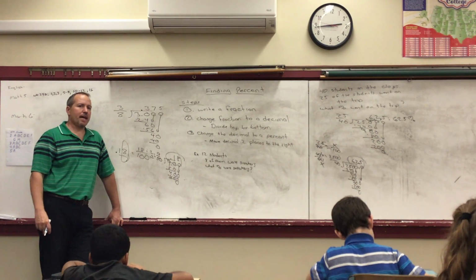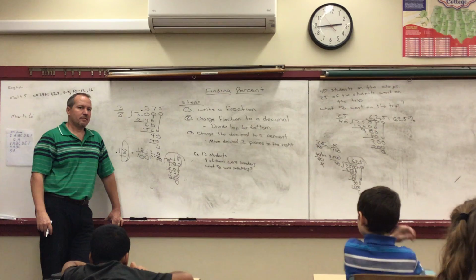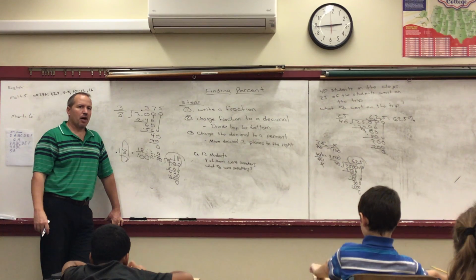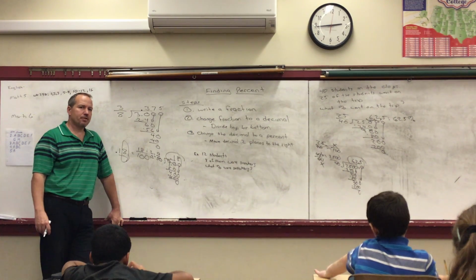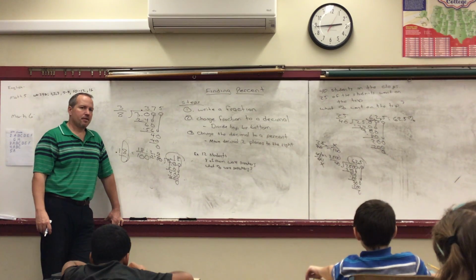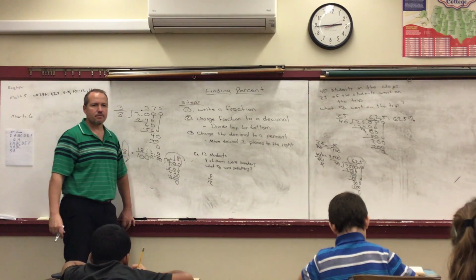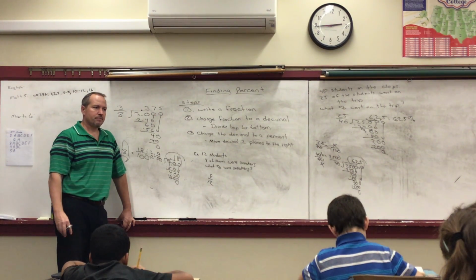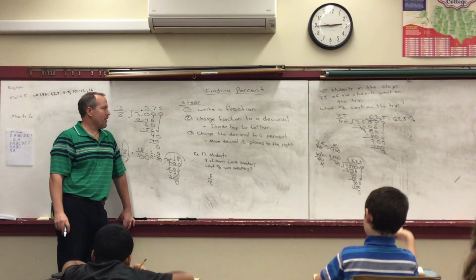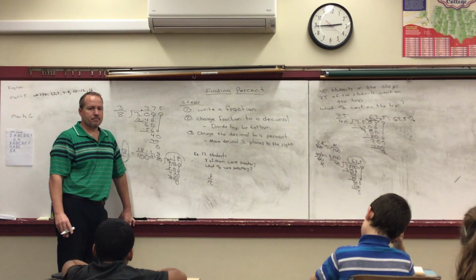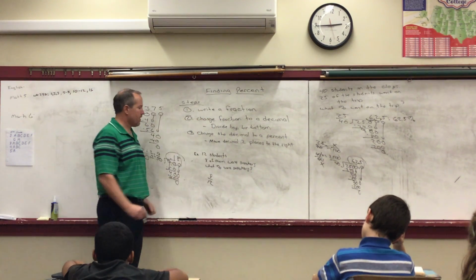And so, what's the first thing we do, Declan? Write a fraction. We want to find out what percent wore sneakers, so we're going to write it as a fraction. How many wore sneakers? 8. Out of? 12. So we're going to write the fraction 8 over 12. Brian, what's the next thing we're going to do after we write it as a fraction? We're going to change it to a decimal by dividing the top by the bottom.